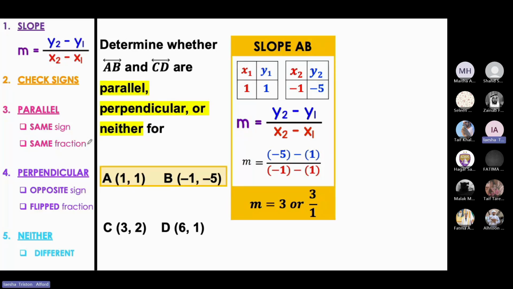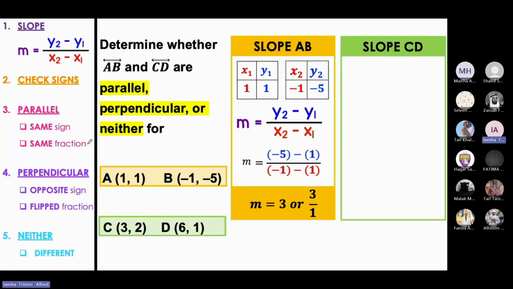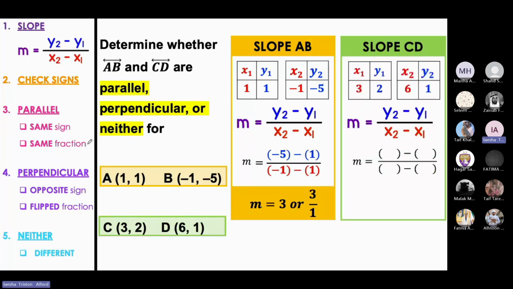Then we have part 2. We're going to do the slope for line CD. You need x1, y1, x2, y2. You need the slope formula. Put the numbers inside the parentheses. Get your calculator. Type numbers. You should get negative 1 over 3.